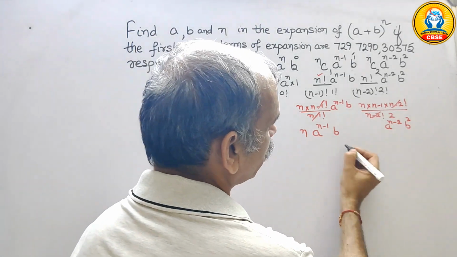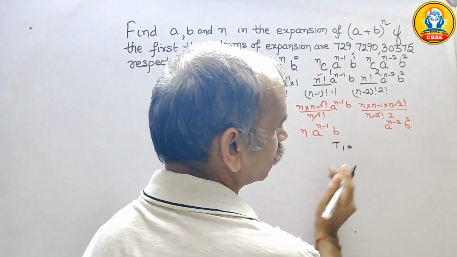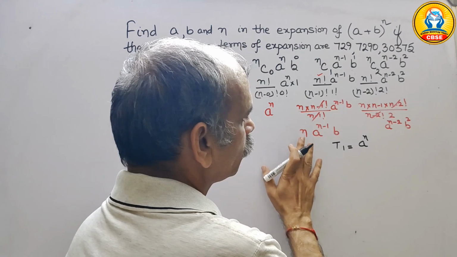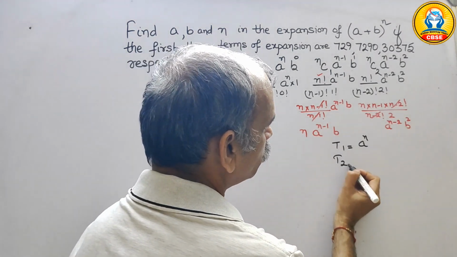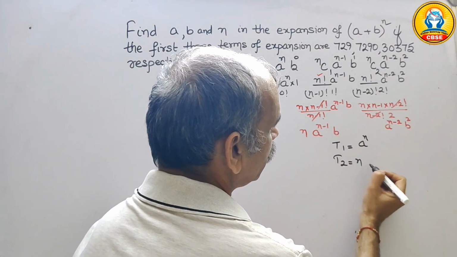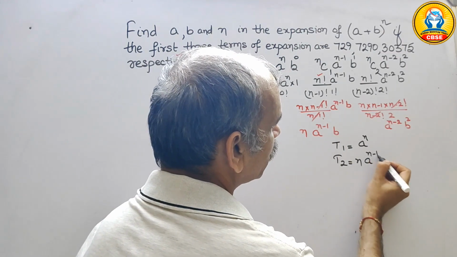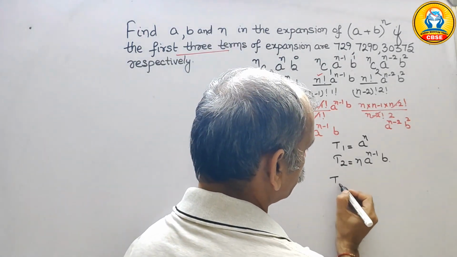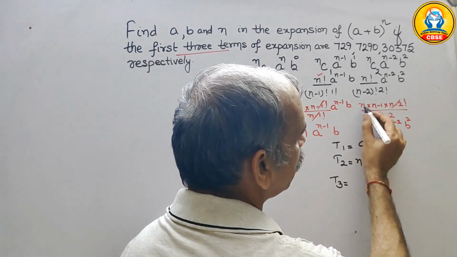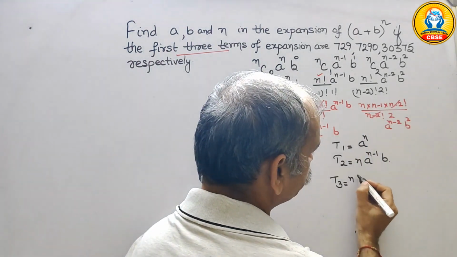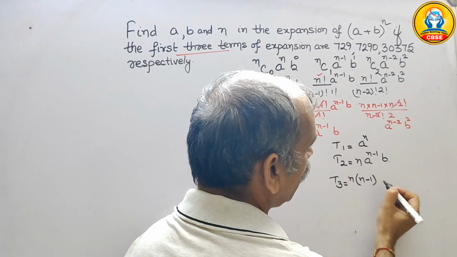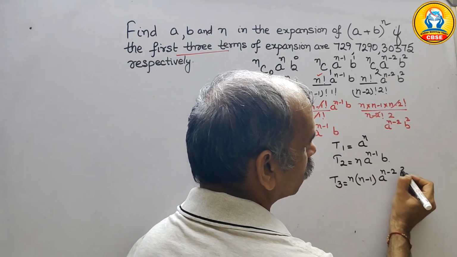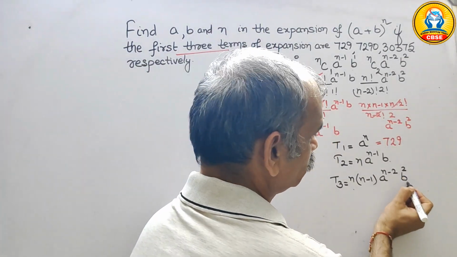So just we will write what the terms are. First comes your T1, term 1. Term 1 is a to the power of n. Term 2 is n a to the power of n minus 1 into b. And term 3 is equal to n into (n minus 1) and a to the power of n minus 2 and b square by 2.